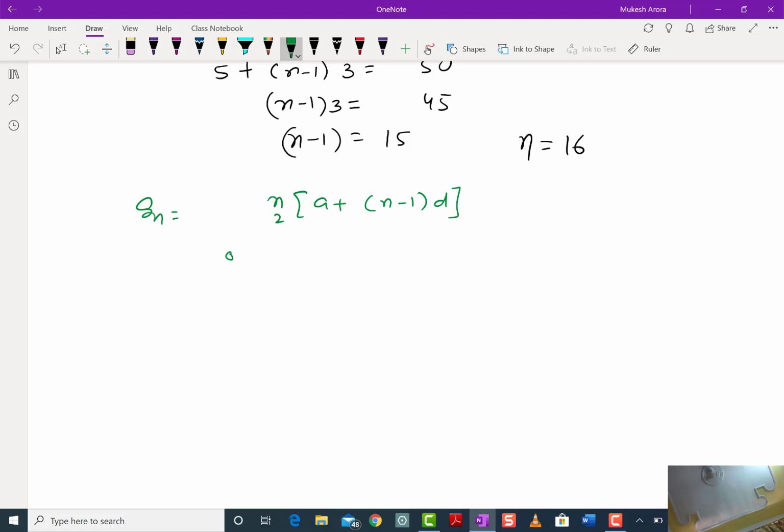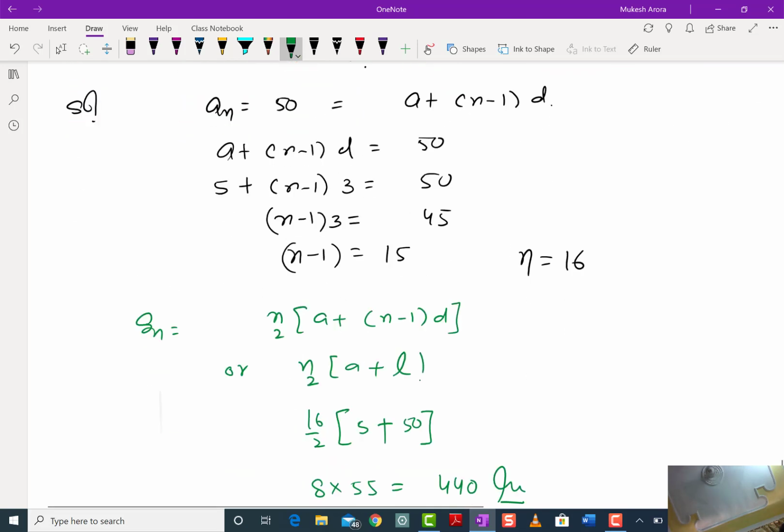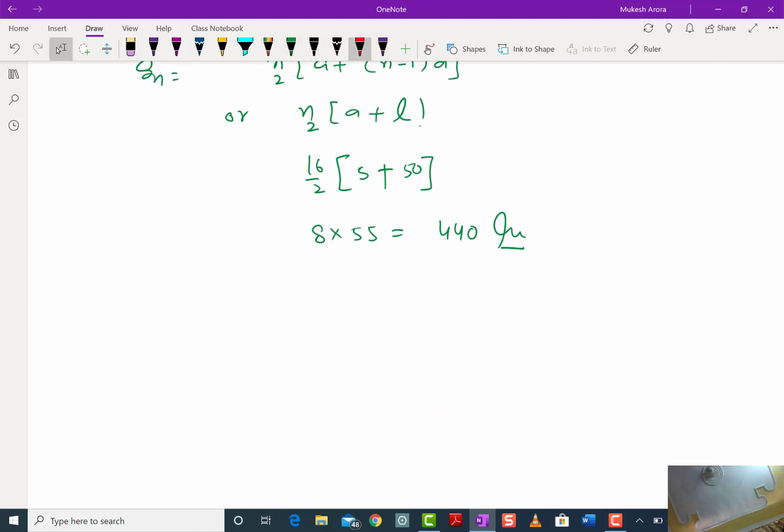Sn is equal to n by 2 into 2a plus n minus 1 d. We can use this, or we can use n by 2 into a plus l. n is 16 by 2, a was 5, and the last term was 50. So 8 into 55 is 440. So you have to see which formula is being used and where.